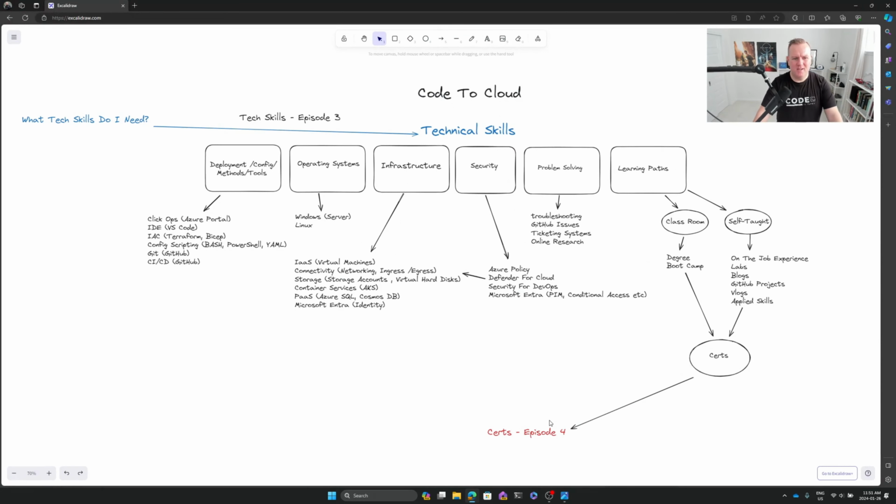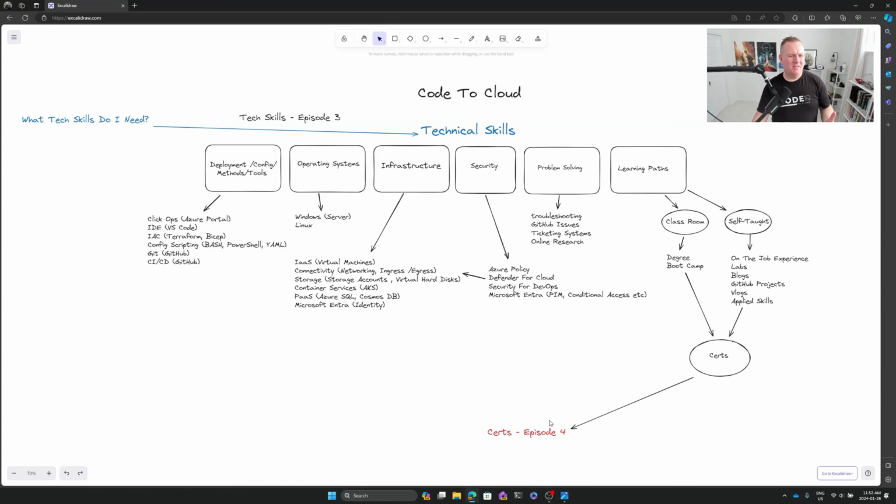So, episode 3, technical skills. As always, we're going to use the whiteboard. We're going to move from left to right, and we're going to break down the sections. So what tech skills do I need? Well, when I started off in tech, it was building PCs, fixing printers, basic networking, that kind of thing.